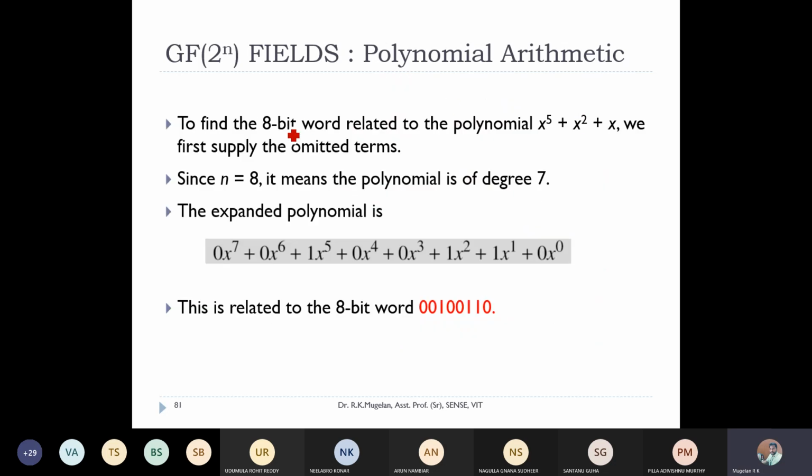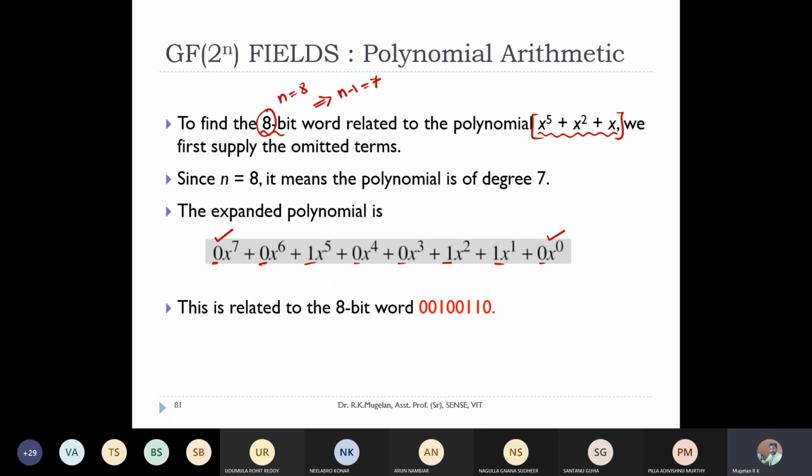Suppose they ask you to find the 8-bit word, and the given polynomial is x power 5 plus x squared plus x. Here they said that it is an 8-bit word, that is n is 8, so obviously the highest degree of the polynomial, that is n minus 1, is 7. So I have to first expand this given polynomial with respect to the missing degrees. If I expand this polynomial, I'll get terms from x power 7 to x power 0. Then you can directly write the coefficients alone as a binary value. I hope this is the point you are asking, right?